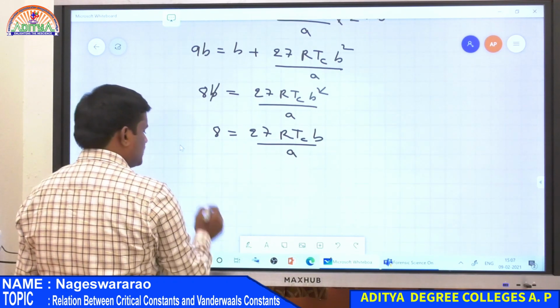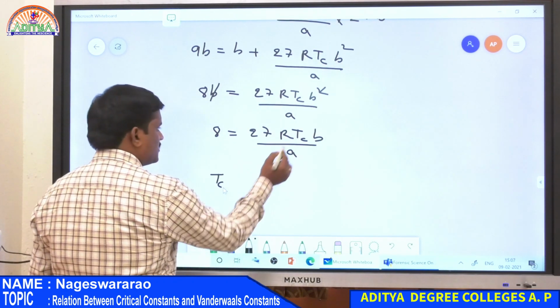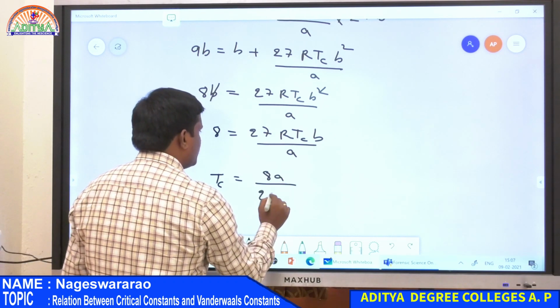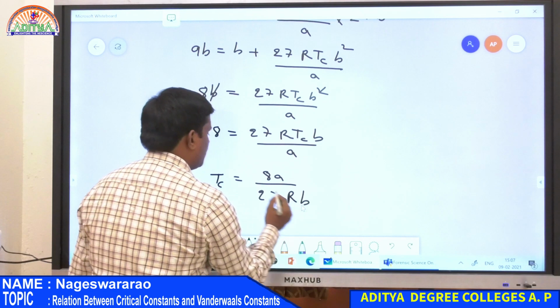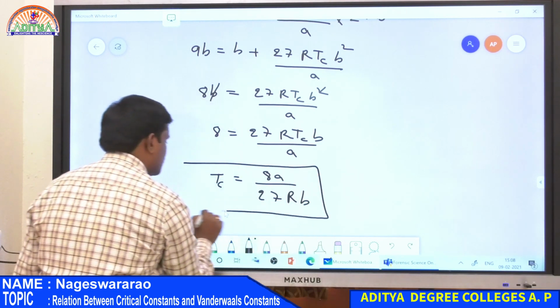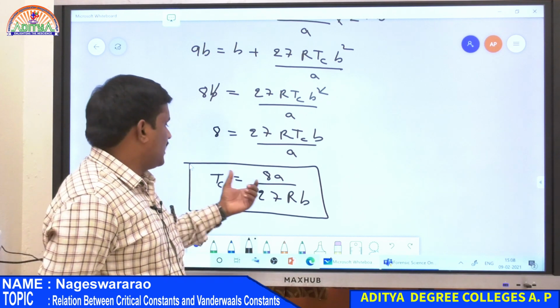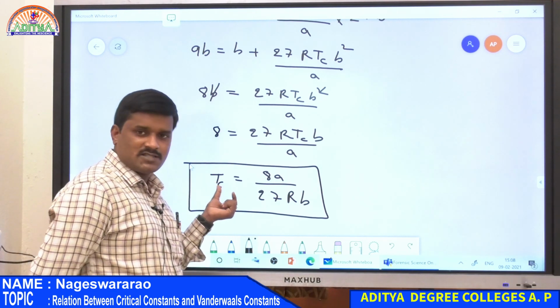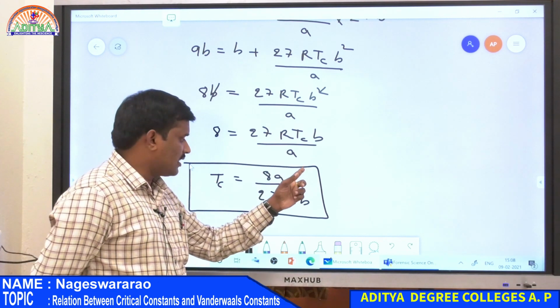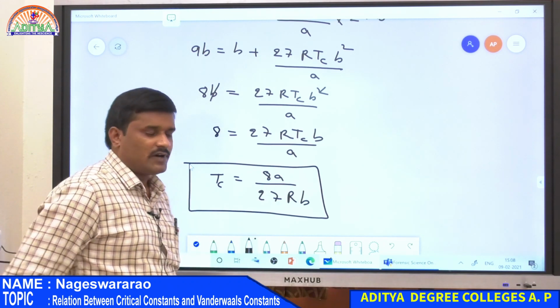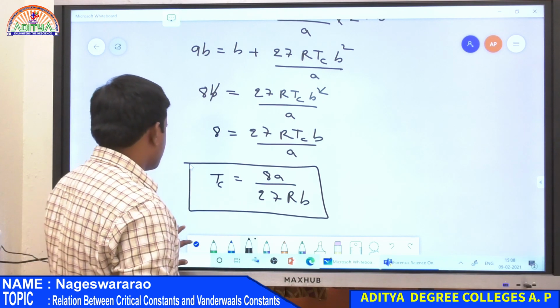Therefore finally TC is equal to 8A divided by 27 RB. So this is the third relation between van der Waals constants and critical constants. So critical temperature is equal to 8 into van der Waals constant A divided by 27 into R into B. So finally we derived three relations.